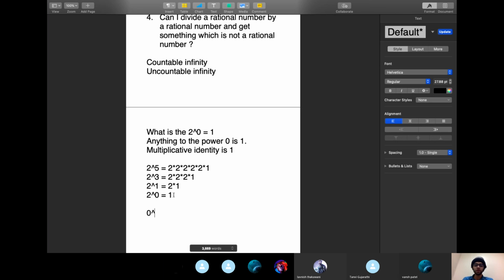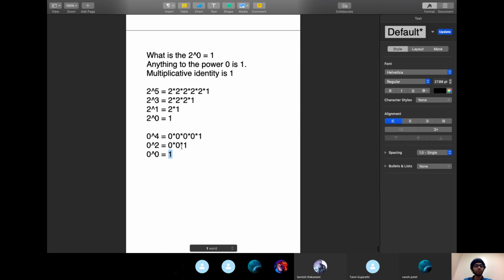Same thing if we do for 0 to the power 4, this will be 0 times 0 times 0 times 0 times 1 because 1 is the multiplicative identity, so it's there in every problem. So this will be 0, because 0 times 1 is 0. If we do 0 to the power 2, that will be 0 times 0 times 1, which is again 0. If you do 0 to the power 0, then again there are no zeros there. There is just 1 present there. This 1, the multiplicative identity, is all that remains. So there's nothing there. I'll prove this to you using addition.